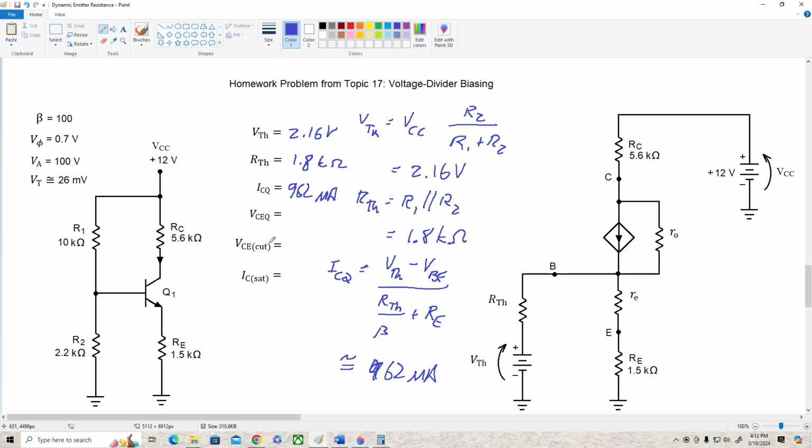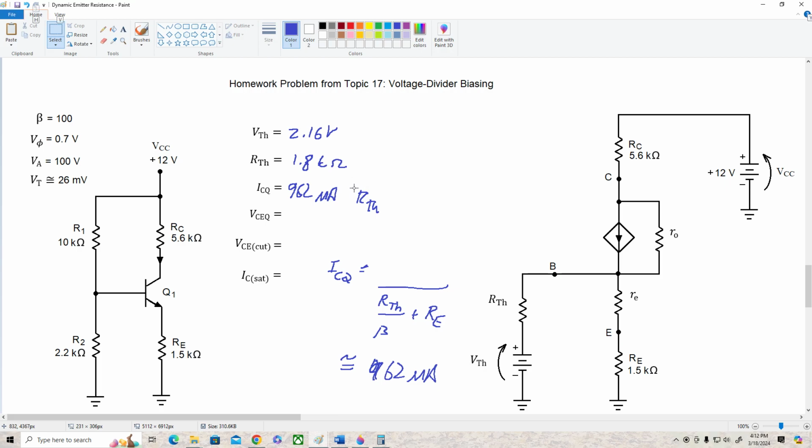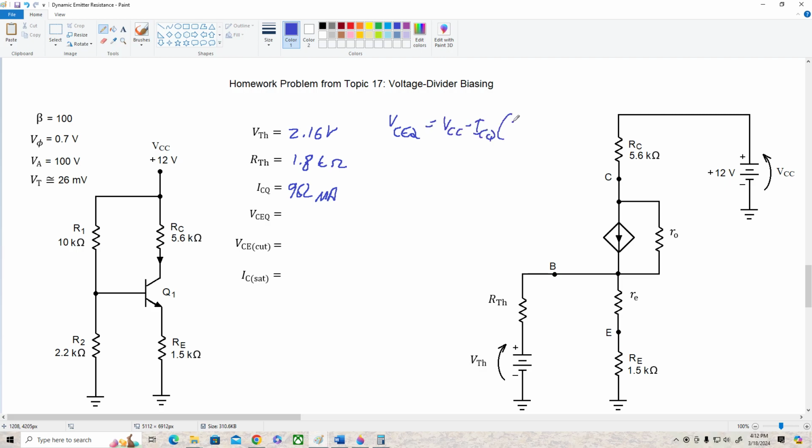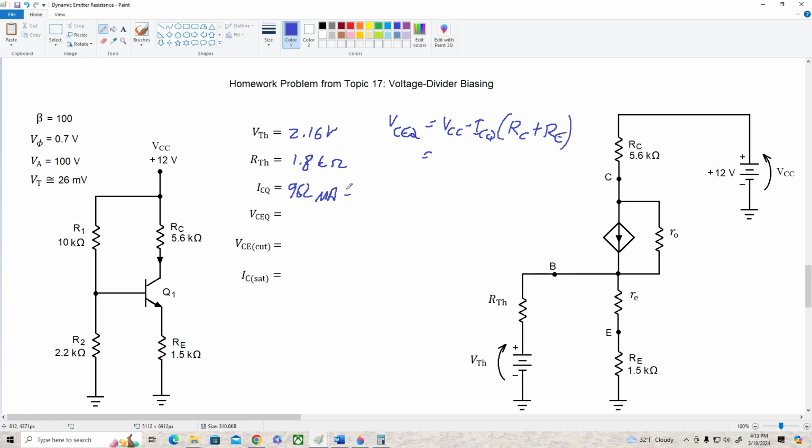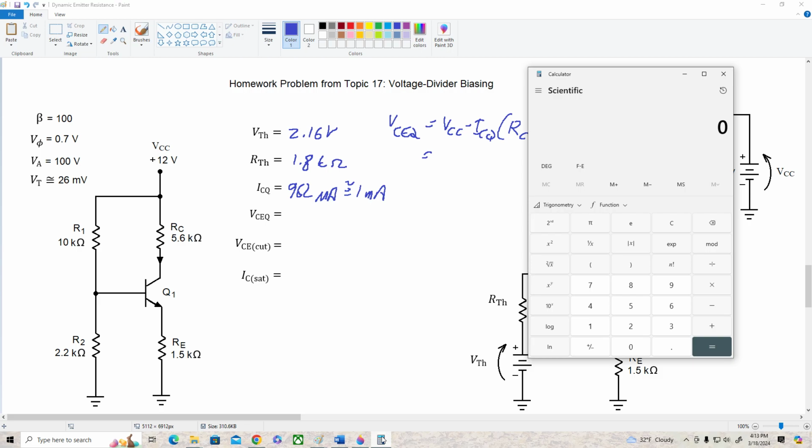Okay, now let me clear out some of this clutter here. And we'll figure out the rest of these Q point values, and then we'll find our active region model values. So now VCEQ we know is equal to VCC minus ICQ times RC plus RE. Let's see what we've got here. Let's just call this 1 milliamp, just to make things easy.